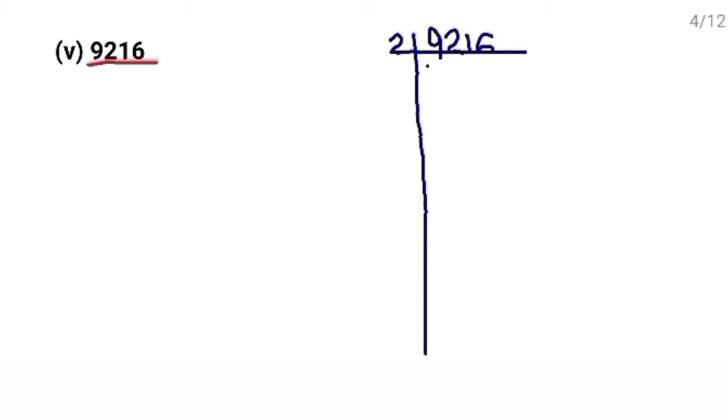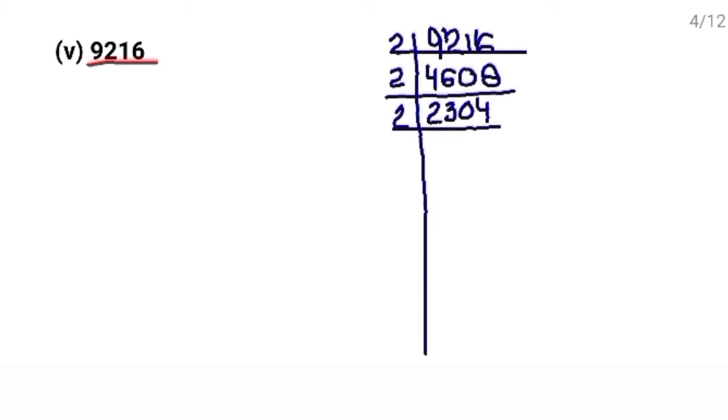This is divisible by 2. 2 fours are 8. 2 sixes are 12. 1 is not divisible by 2. So 2 zeros are 0. 1 is remaining. 2 eights are 16. Again by 2. 2 twos are 4, 2 threes are 6, 0, 2 fours are 8.